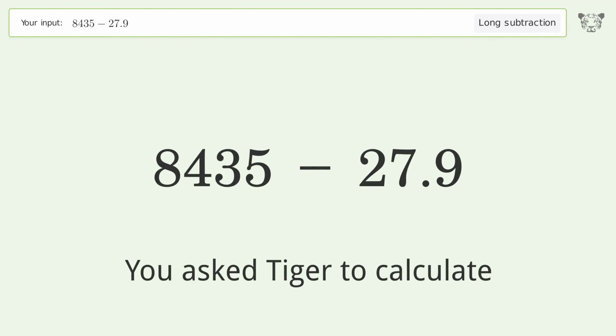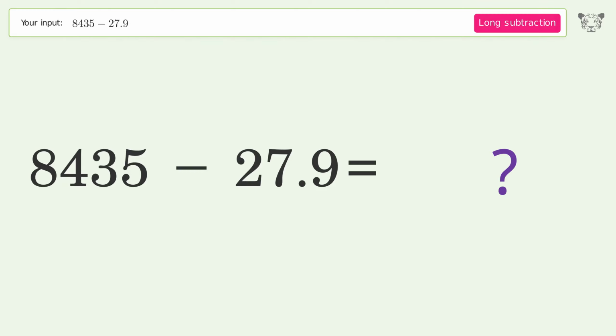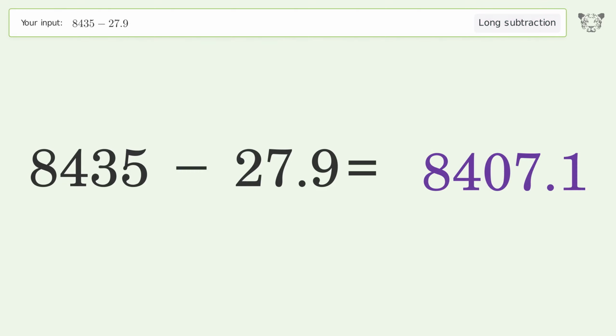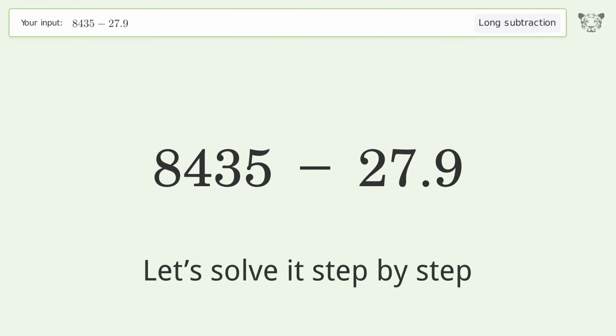You ask Tiger to calculate. This deals with long subtraction. The final result is 8,407.1. Let's solve it step by step.